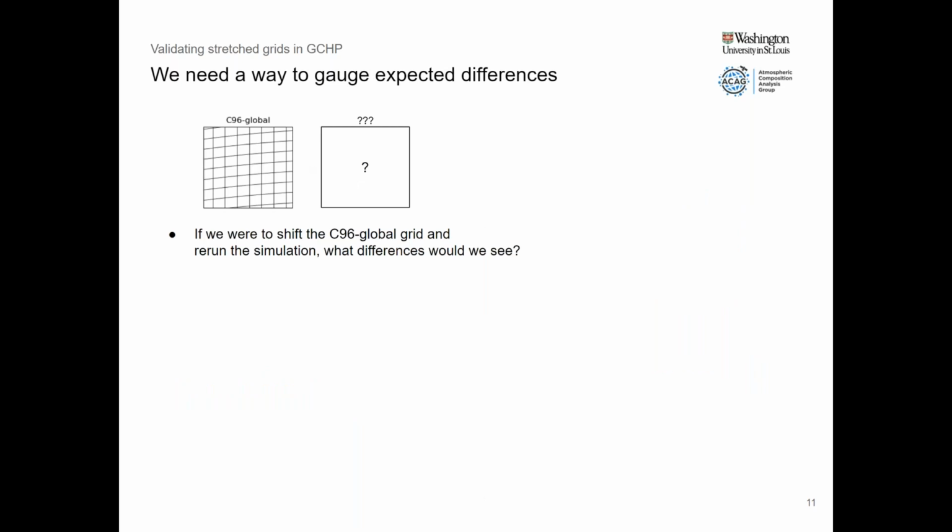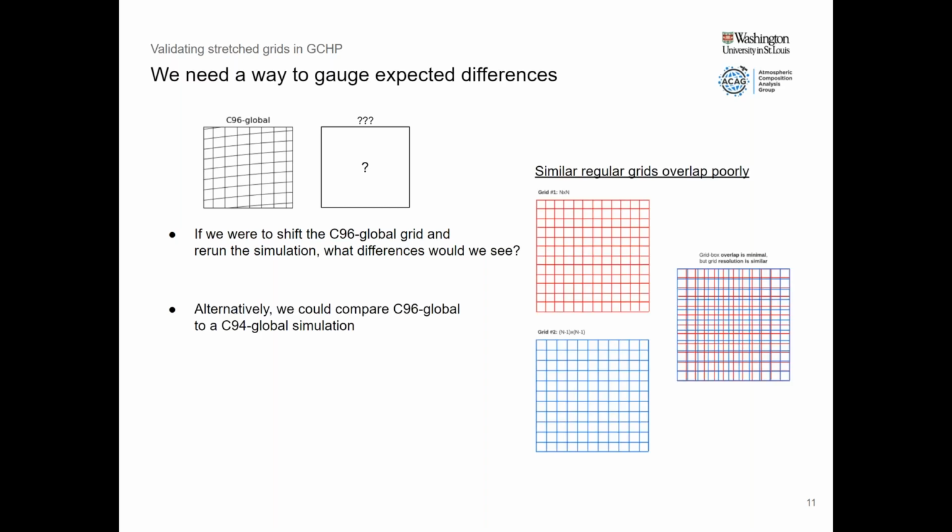If we take a couple minutes to think about how we could potentially do that, one idea that comes to mind quite quickly is we could just shift the cube-sphere grid, say half a degree to the right and half a degree up, just so that the two grids aren't going to overlap very well. And then we can compare those two simulations. That's essentially what we're going to be doing. However, in GCHP, we can't actually shift those grids without enabling stretched grid. And the whole point is we want to test stretched grid. So we're going to use a slightly different approach, which I'm going to illustrate here.